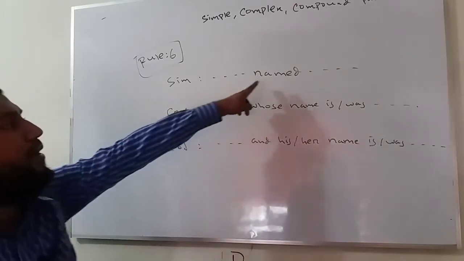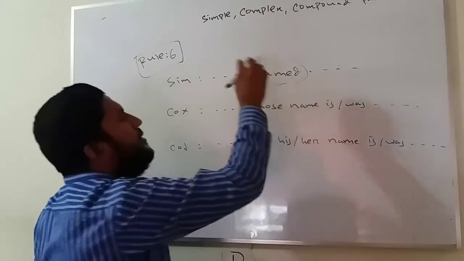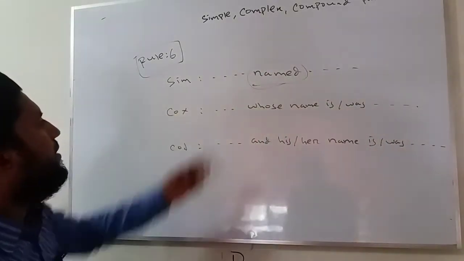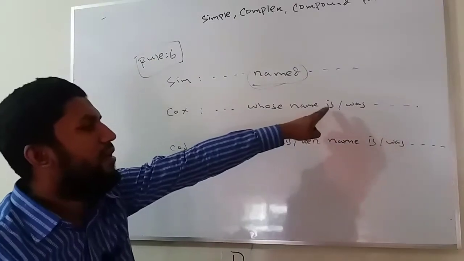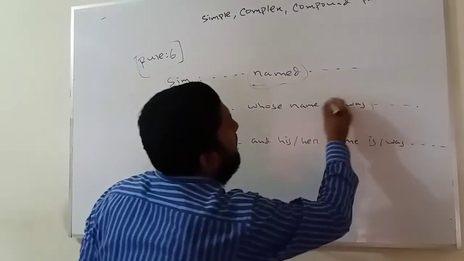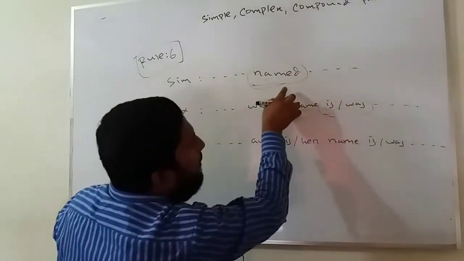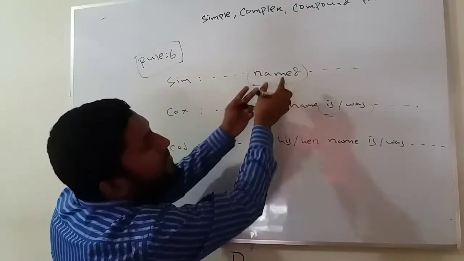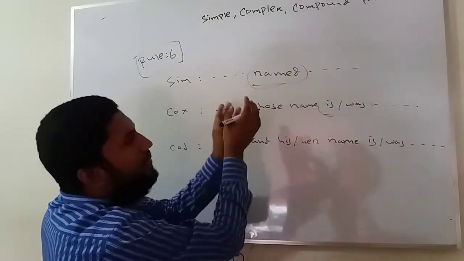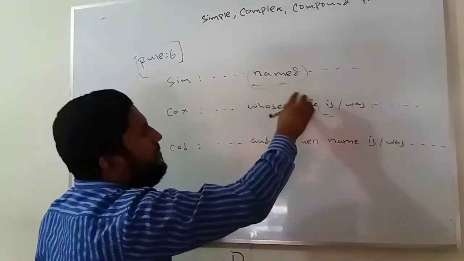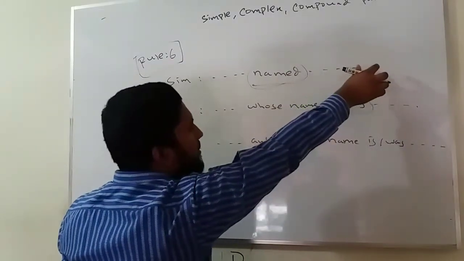In simple you will find named. Named is not a verb. It is used as an adjective here. Instead of named, you will have to use whose name is or was. It depends on the later form of the sentence. It is not named. Someone thinks that named is past, so you will have to use was. But named is not a verb. Here named is an adjective, so it doesn't depend on named. It depends on the later clause of the sentence.